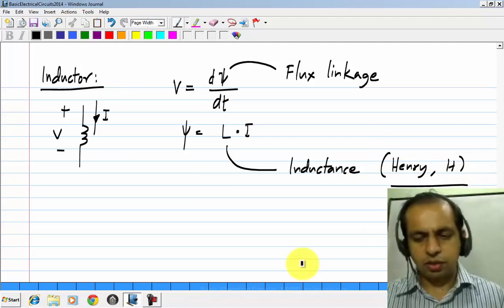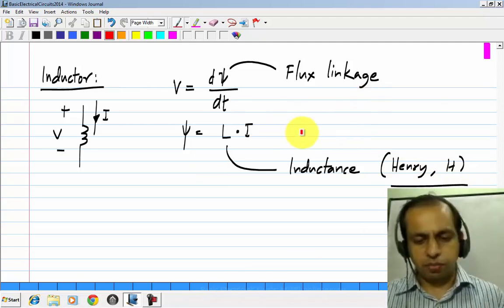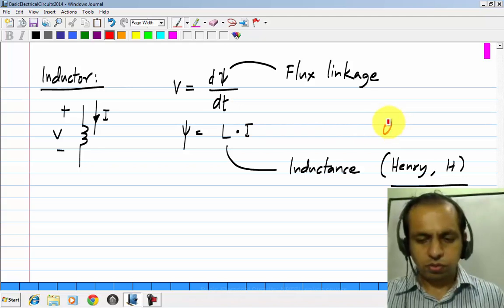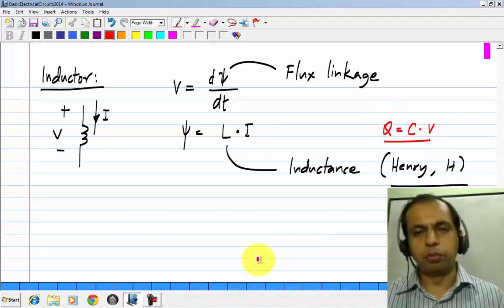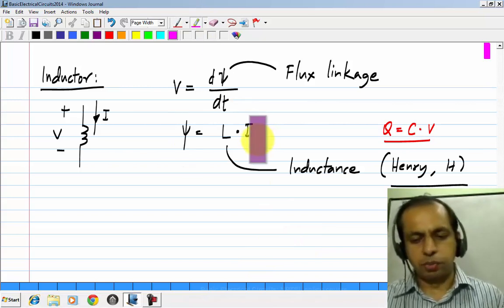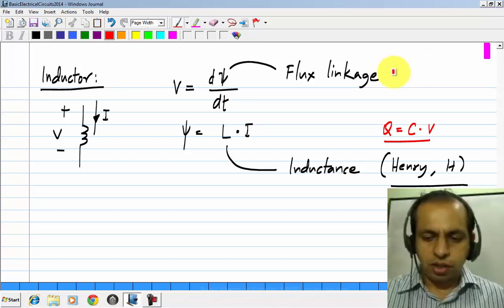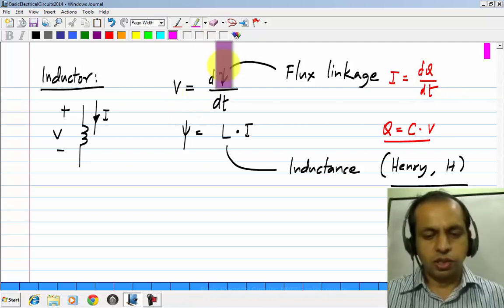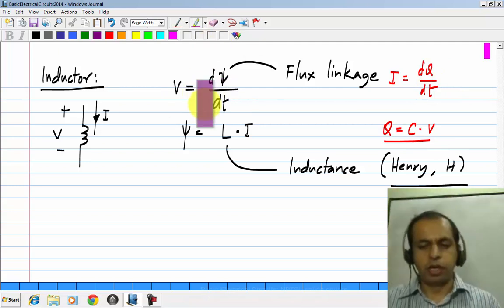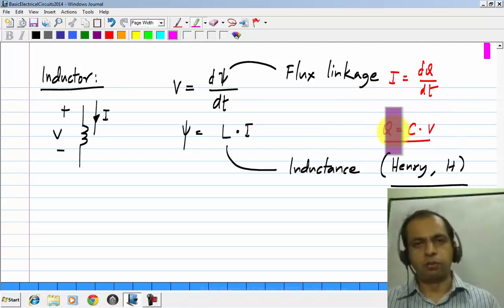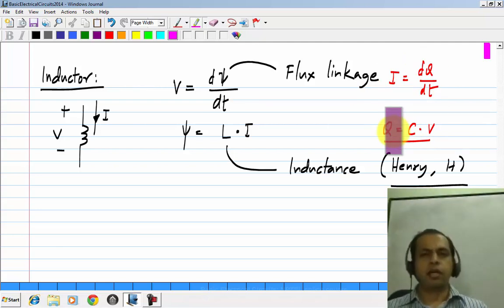or H. Now you can see that this relationship is analogous to charge being proportional to voltage. Here the flux linkage is proportional to current, and the current was the rate of change of charge, whereas the voltage is the rate of change of flux linkage. Okay. So you can make this kind of analogy between quantities in a capacitor and in an inductor, but this flux linkage is a little more abstract quantity than a charge, and I won't go into the details of it. But from the geometry of the inductor and the current flowing in the inductor, you can find the flux linkage.